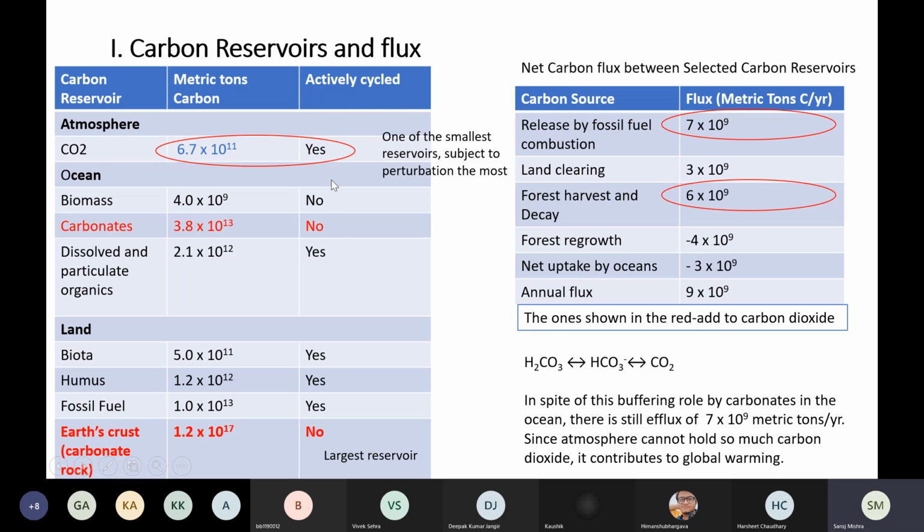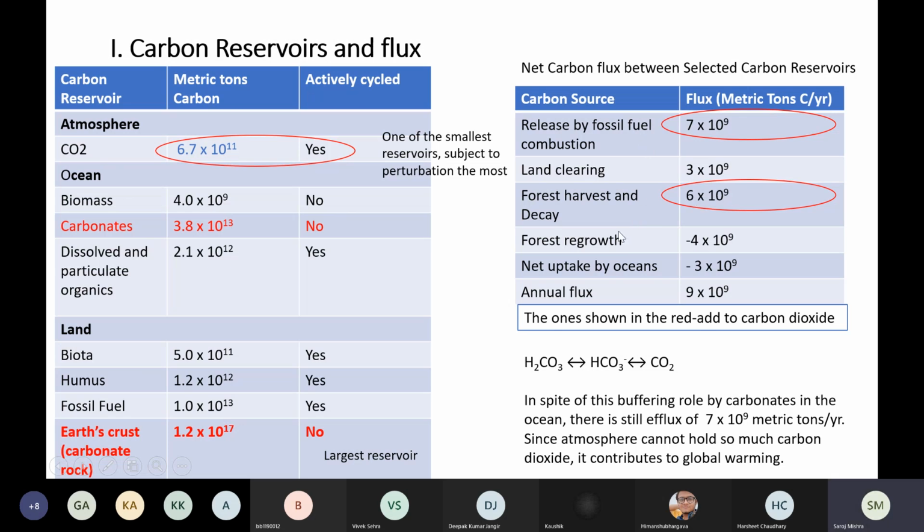So just to give you an appreciation of where all carbon is present, on this side, for example, is annual flux, metric tons of carbon, which is now cycled, released by fossil fuel consumption, 7 times 10 to the 9 carbon dioxide is released. When you harvest the products of the forests in terms of produce, in terms of wood, etc., again you are going to remove that carbon. So that carbon is being taken away. The flux is about 6 times 10 to the 9 metric tons of carbon per year is taken from here.